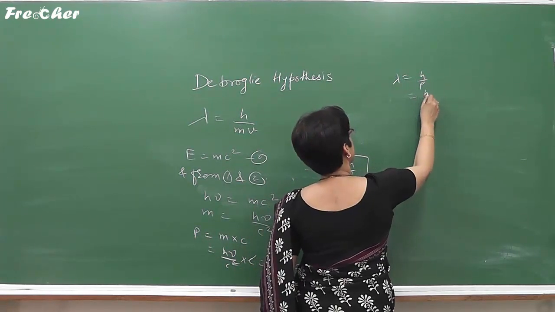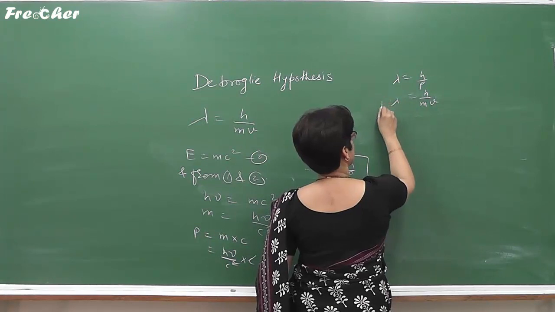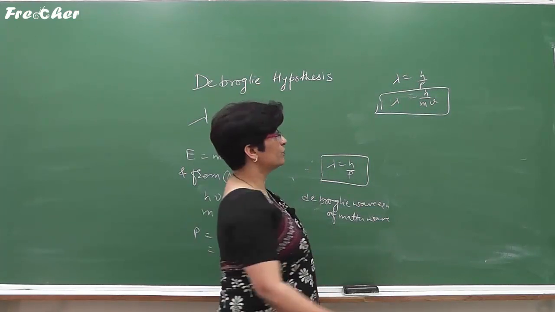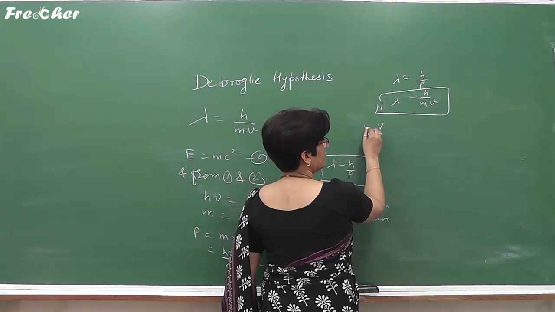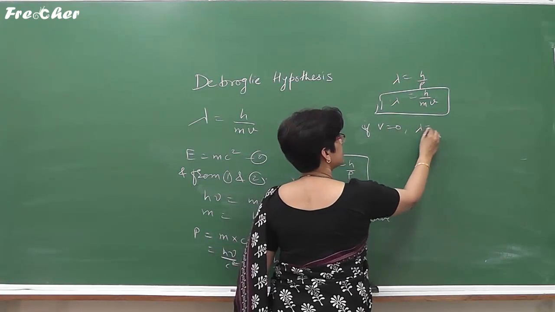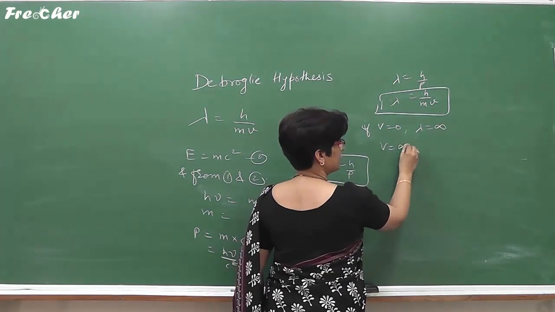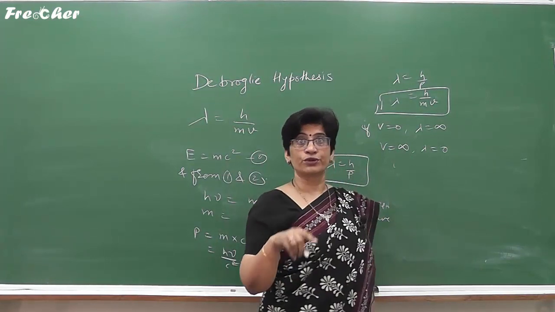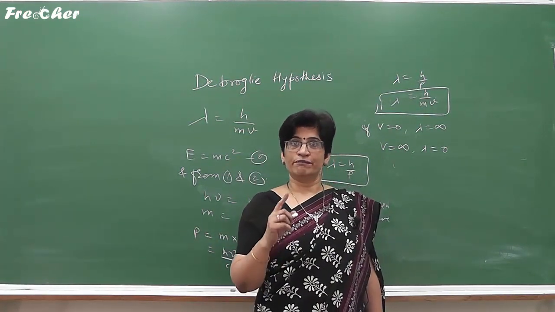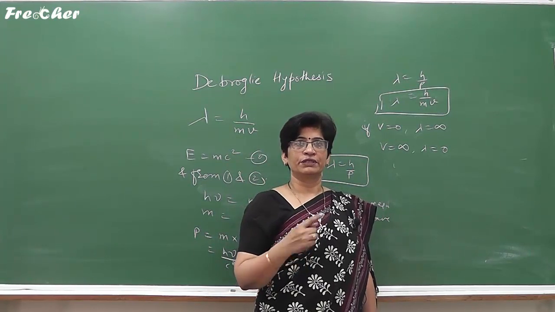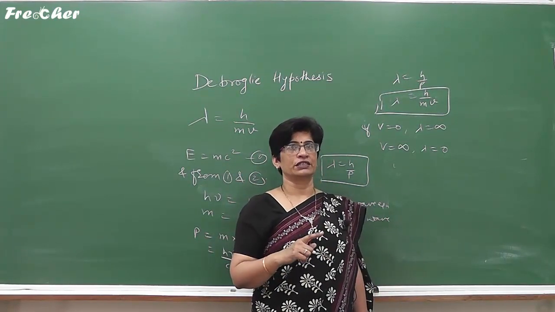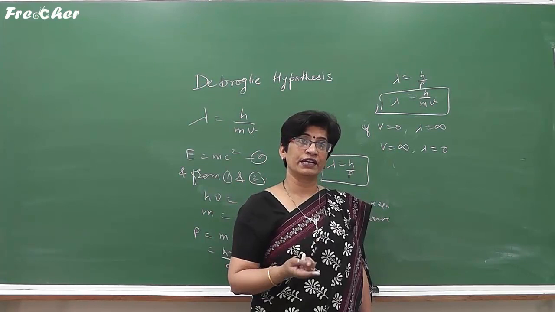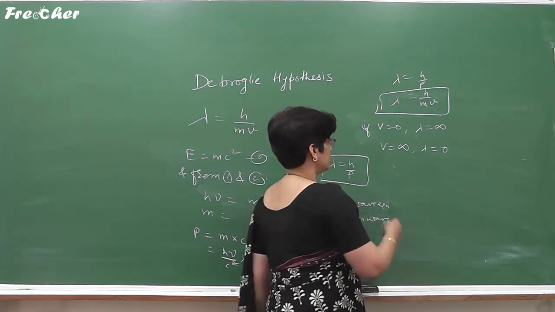p is the momentum. So in general we can say lambda is equal to h upon mv is the de Broglie wave equation for the particles which are in motion. Now from this, if v is 0, lambda is infinite, and if v is infinity, then lambda is 0. So we conclude that only the particles which are in motion possess wave nature. And a material particle can be charged or uncharged, but these matter waves are independent of charge. That means de Broglie waves cannot be electromagnetic waves, because electromagnetic waves are generated by the motion of charged particles.